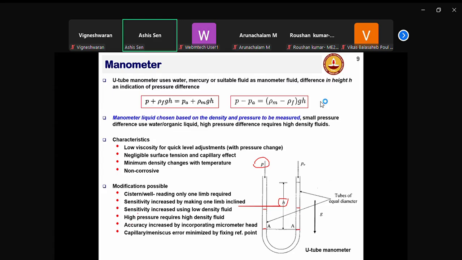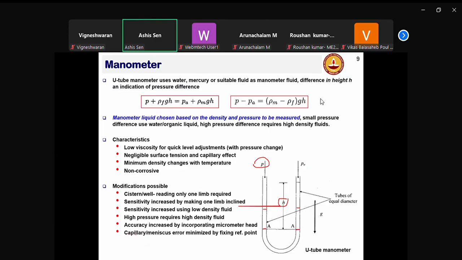And you can also improve sensitivity by using low density fluid. That means if the rho m is small, that means this difference is small, H will be very large. So the sensitivity can be improved by picking a manometric liquid having low density. And as we discussed, high pressure requires high density fluid. If P minus P atmospheric is very high, you must pick rho m to be very high so that H is limited. Otherwise, the manometric fluid will overflow.